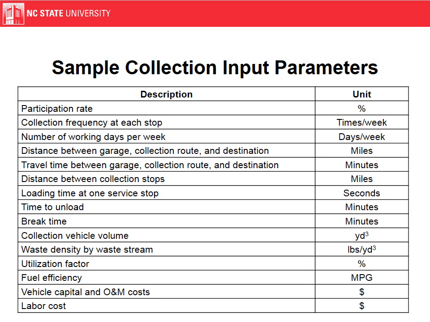The distance and travel times between the garage and the collection route and the destination. The distance and times between collection stops, loading time at a service stop, how long the drivers take for a break, the volume of the collection vehicle, the waste density, utilization factor, and basically that means how full is the truck when you unload it, on average, efficiency of the vehicle, and cost parameters. So again, the user will have defaults provided in the model and can go through and change these based on their own system that they want to analyze.